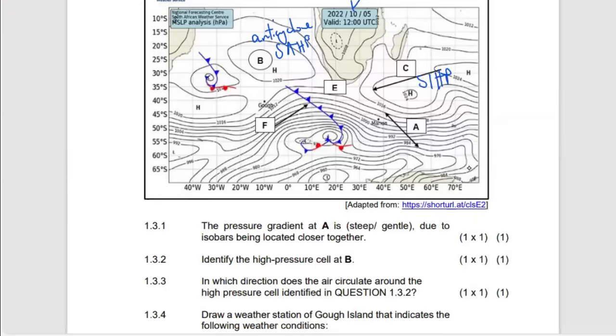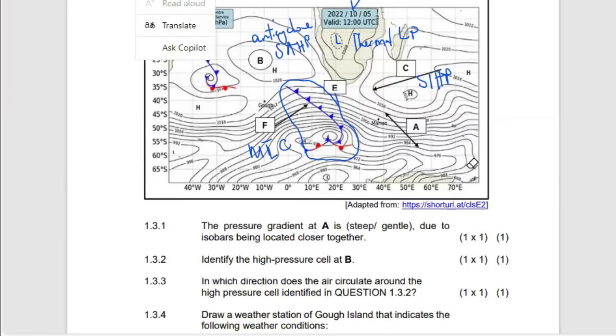Right. And if we check over the interior, there's an L here, which suggests that there's low pressure over the interior. This is what we call a thermal low pressure cell over the interior. Right. And also we are seeing this weather system here. The whole system is called a mid-latitude cyclone. It's a mid-latitude cyclone, the MLC.